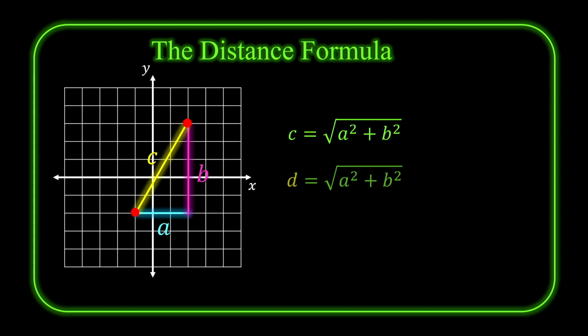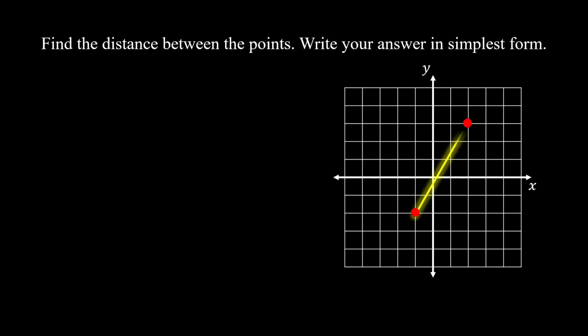If we apply it to the coordinate plane, A is the horizontal distance found by subtracting the 2 x-coordinates of the points, and B is the vertical distance found by subtracting the 2 y-coordinates. This gives us the distance formula. Let's find the distance of these 2 points.